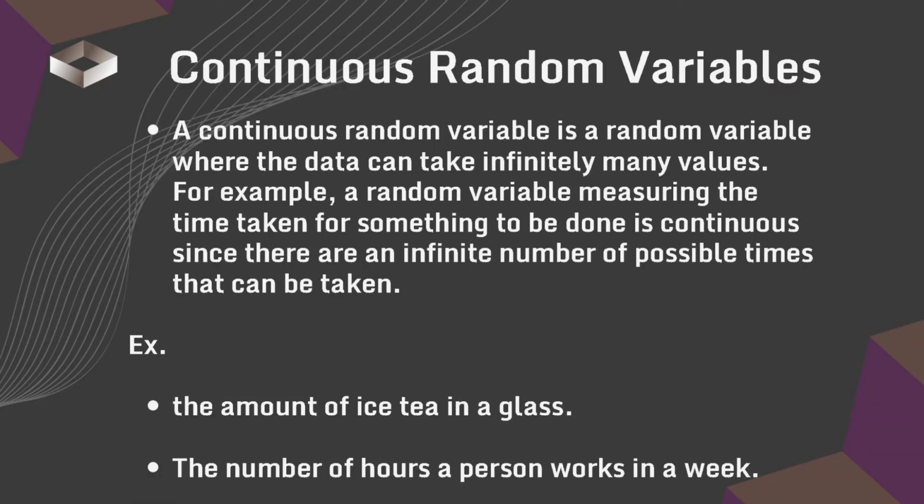Continuous random variables. A continuous random variable is a random variable where the data can take infinitely many values. For example, a random variable measuring the time taken for something to be done is continuous. There are an infinite number of possible times that can be taken. A few more examples are the amount of iced tea in a glass and the number of hours a person works in a week.